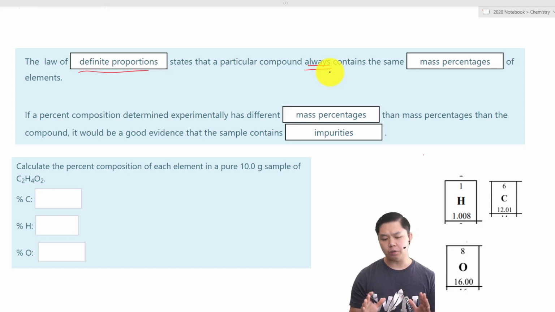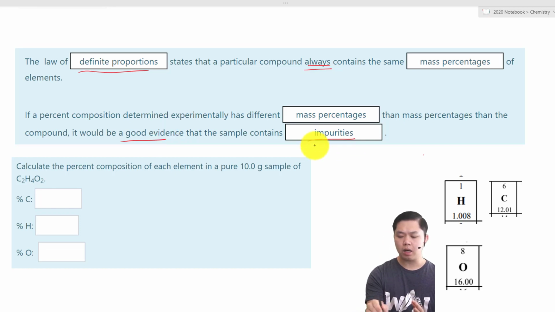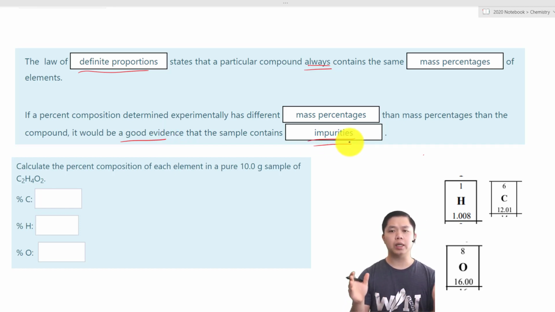But what does that tell you? Well, let's say you have a sample. We can experimentally determine the mass percentage of each element in that sample, and then from there, we can determine if the sample is pure. Now, what does that tell you? Well, if you determine a mass percentage experimentally and it is different compared to the pure substance, that tells you that the sample contains impurities. So therefore, the sample is considered impure.